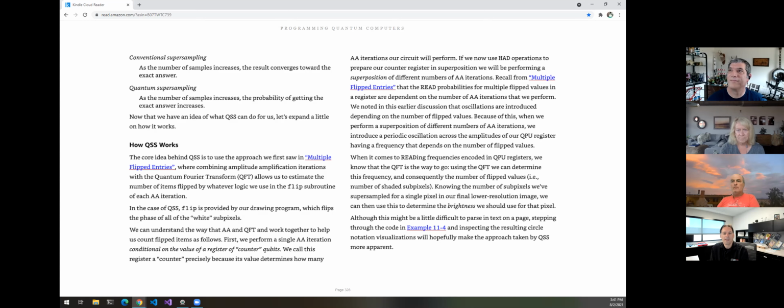Now this is where, again, it got a little muddy for me. I'm trying to remember everything I've read so far in the first 10 chapters of the book. But because of this, when we perform a superposition of different numbers of AA iterations, we introduce a periodic oscillation across the amplitudes of our register. So again, when it comes to reading the frequencies in coding registers, we know the QFT is the way to go. I don't know that he actually addressed, are we accommodating for this mirroring effect?